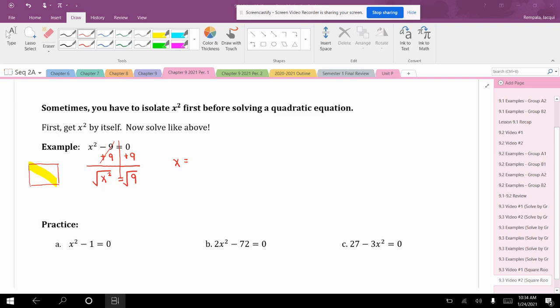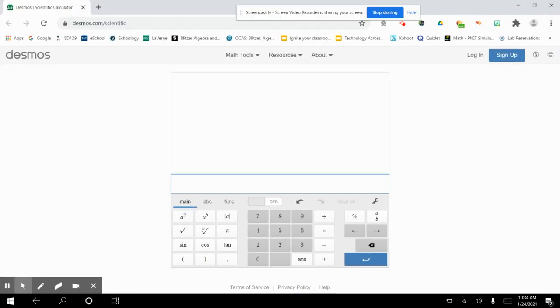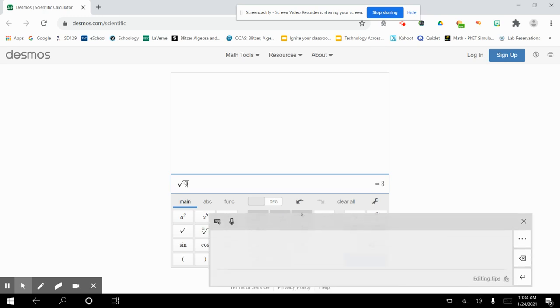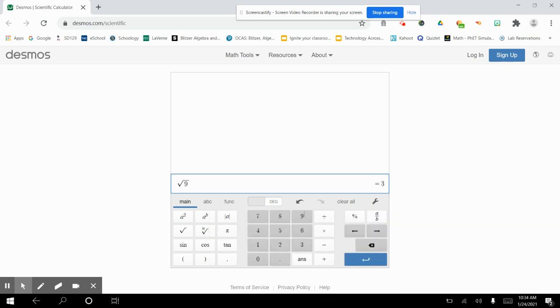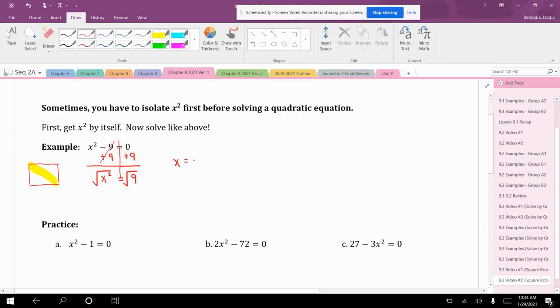Or you can use your calculator. So once again, if you have a handheld calculator, you can use that. Otherwise, you can use the Desmos calculator that's on Schoology. But remember, the button for the square root is over here on the far left. So if I click that, and then I put 9 underneath it, notice that it gives you one of the answers. It gives you +3.